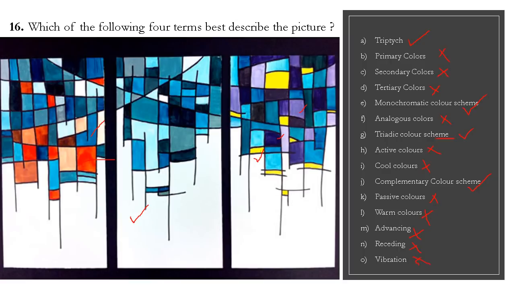According to me, it is triptych, monochromatic, triadic and complementary. And let's see how. If unity is one option, then you have to select unity also, because they have maintained a similar type of figure shapes and things to make it united to look together. So the unity principle is also a good answer for this particular figure.